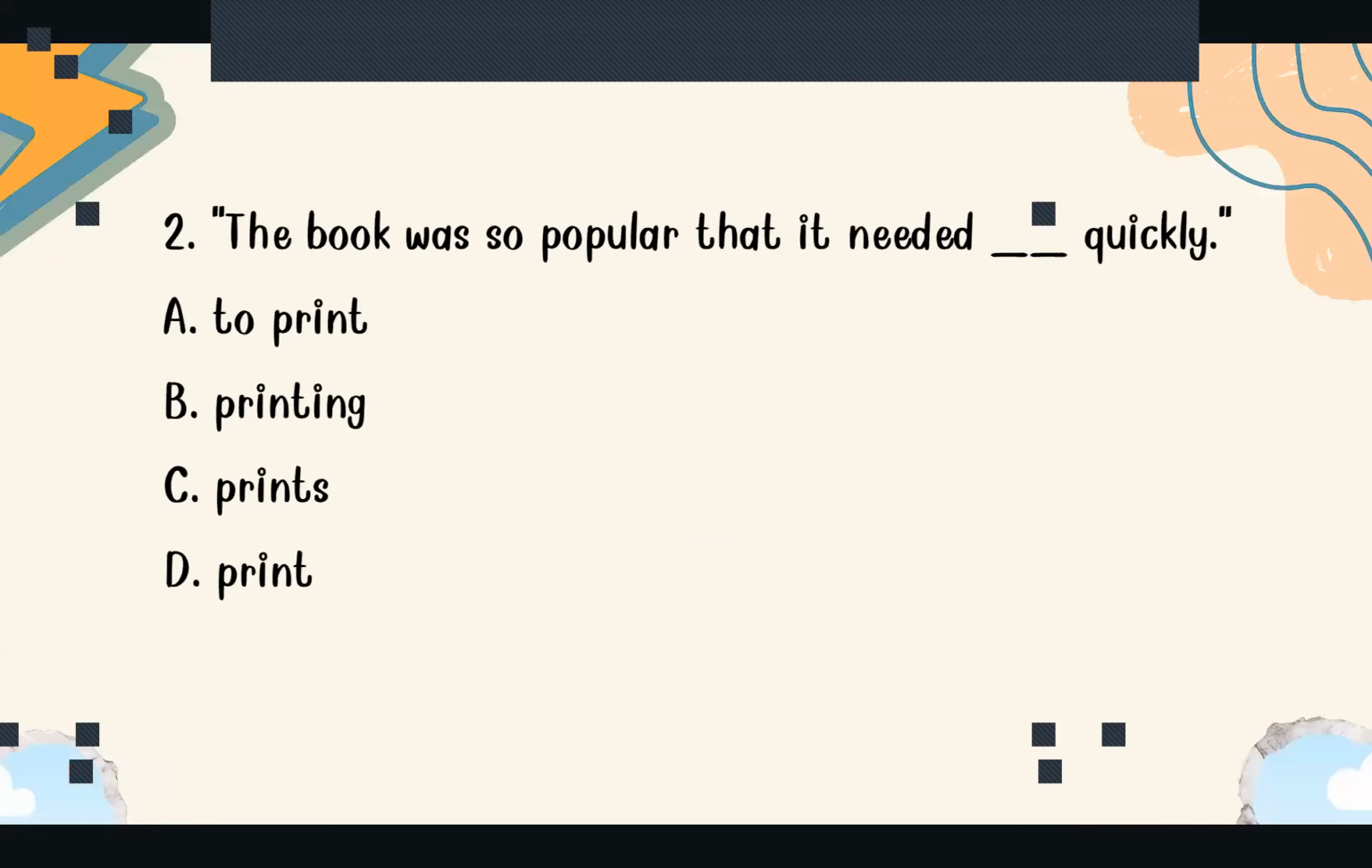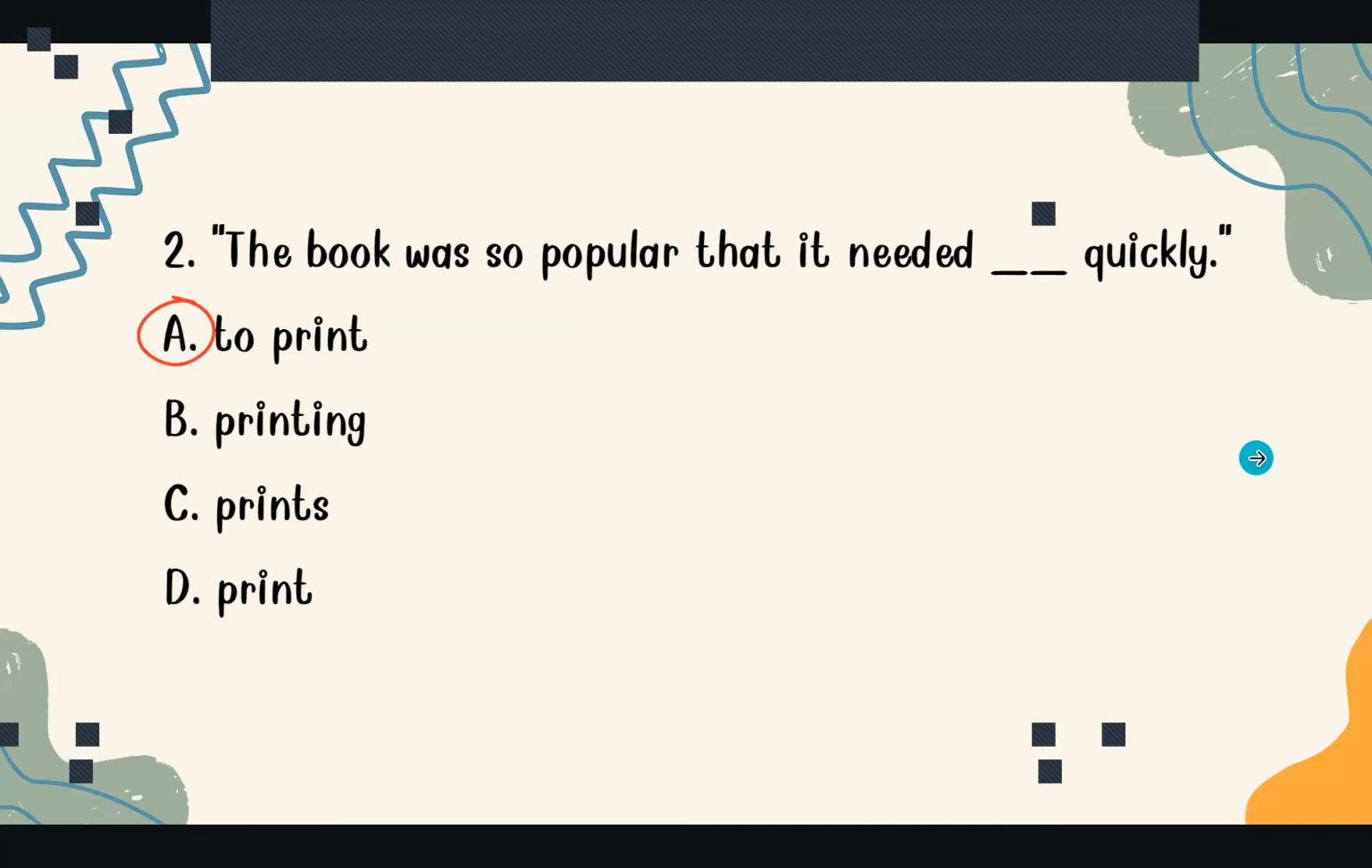Question number two: the book was so popular that it needed blank quickly. The answer is A, to print. The book was so popular that it needed to be printed quickly. In the infinitive phrase, to print is used to express the purpose or intention, why the book needs to be printed.